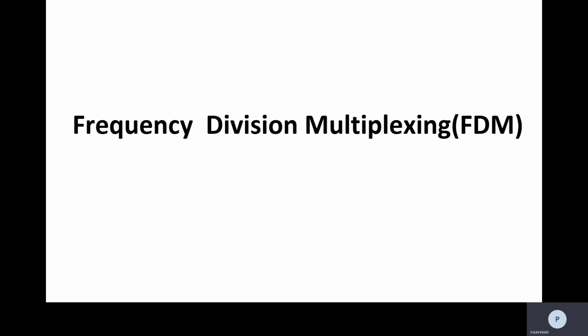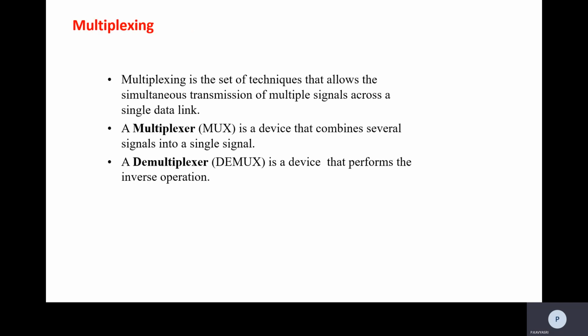Now we will see frequency division multiplexing. Multiplexing means transmitting two or more signals simultaneously through a single channel. We will use two devices. One is a multiplexer, in short form a MUX, and another one is a demultiplexer, in short form a DMUX. A multiplexer is a device which combines several signals into one signal, and a demultiplexer is the inverse operation of a multiplexer.